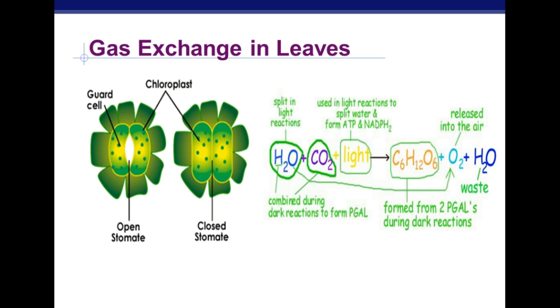So, question for you. Entering the Calvin cycle are now 3 important substances. Can you name them? If you said ATP and NADPH from the light reactions and carbon dioxide taken in through the leaves, you'd be correct.